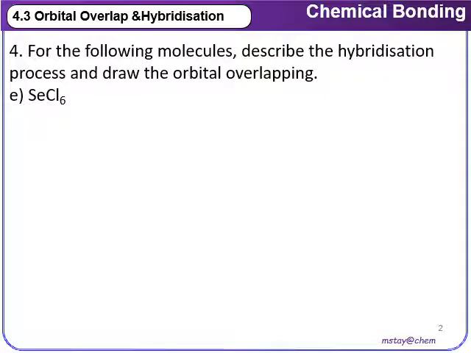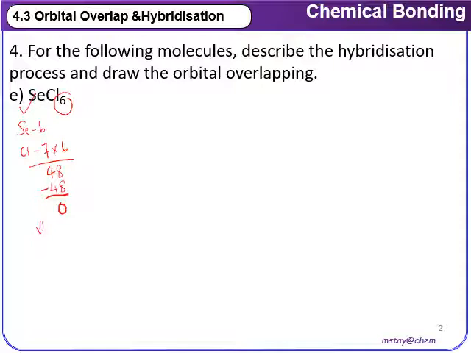Okay, now proceed with 4e. This compound also does not have a lone pair of electrons. So SeCl6 has 6 valence electrons for selenium, chlorine has 7 valence electrons, but altogether we have 6 chlorines. So from here in total we have 48 valence electrons. With the 6 terminal atoms, 6 times 8 equals 48. So that means this compound doesn't have any lone pair electrons.